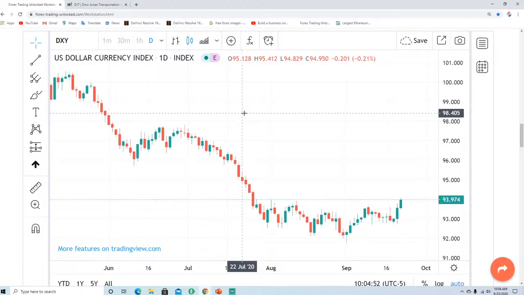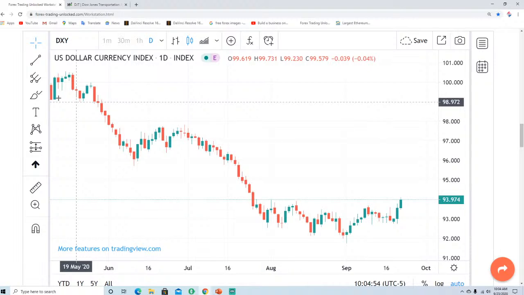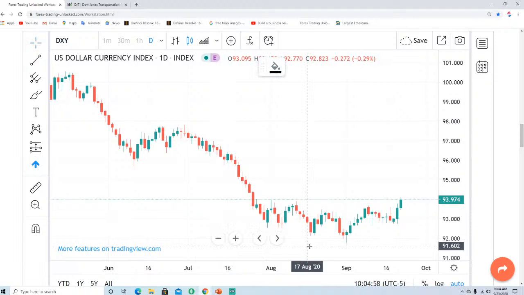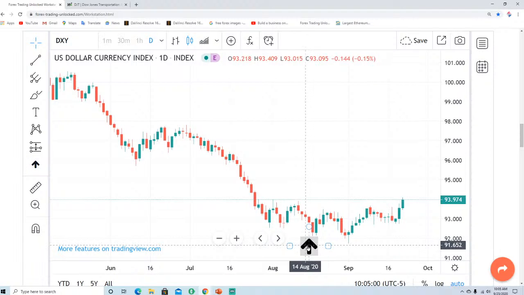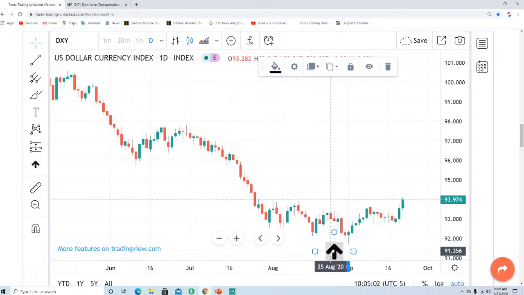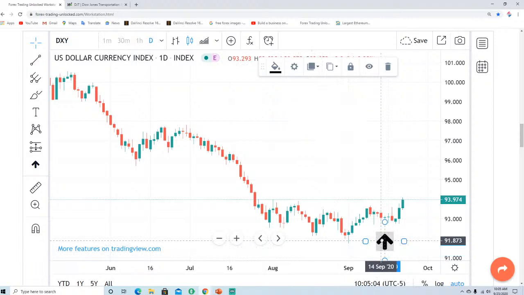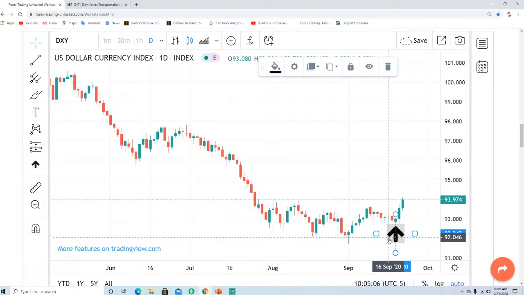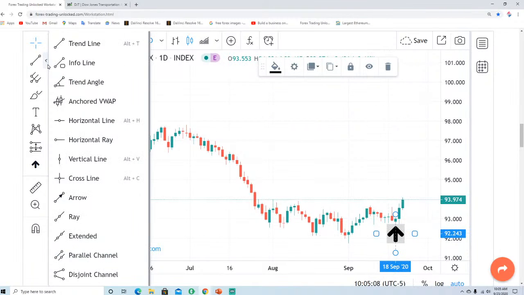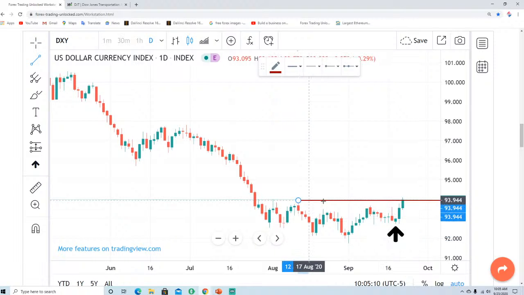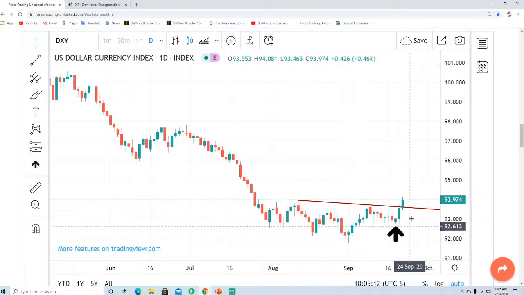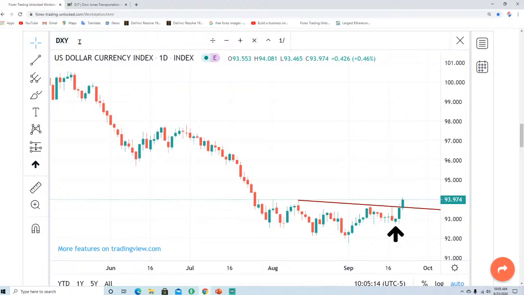We have a reverse head and shoulders. If you can notice, we'll take this arrow. Here is a shoulder, and then here is a head, and then here is the shoulder that has just been formed right there, and we have this nice little neckline that had been breached as well. So as you can see, the confirmation has been made.